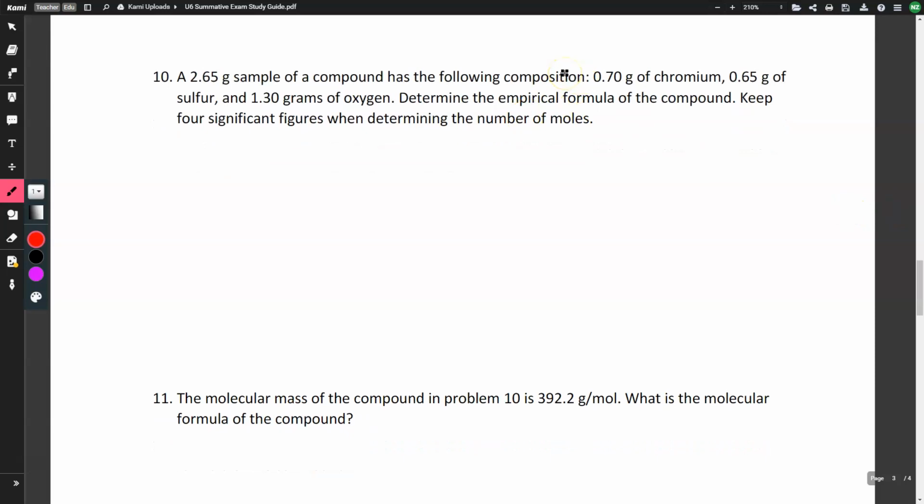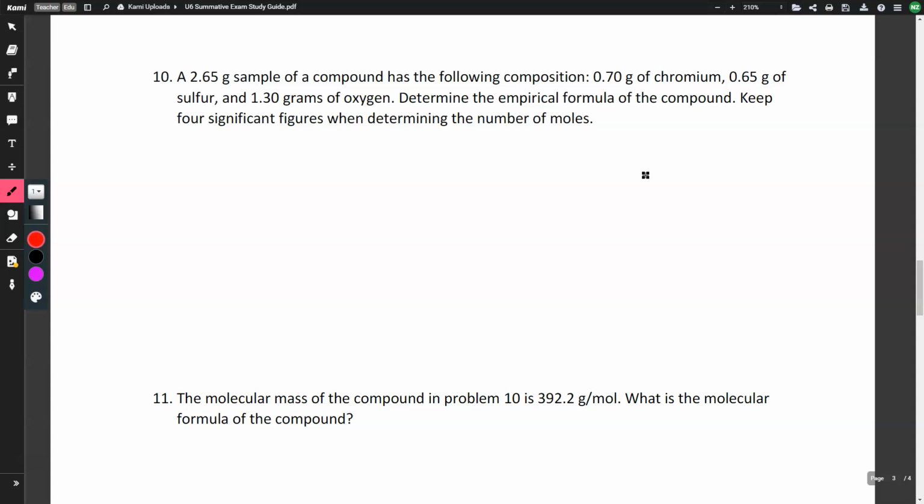A 2.65 gram sample of a compound has the following composition: 0.7 grams of chromium, 0.65 grams of sulfur, and 1.3 grams of oxygen. Determine the empirical formula of the compound. Keep 4 significant figures when determining the number of moles. Okay, so we don't have percents this time, so we can skip that step and we can start right with the grams.